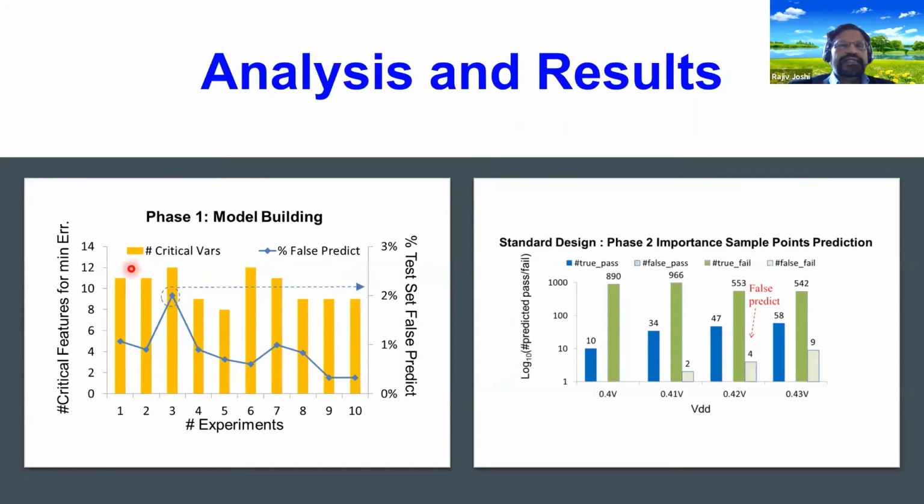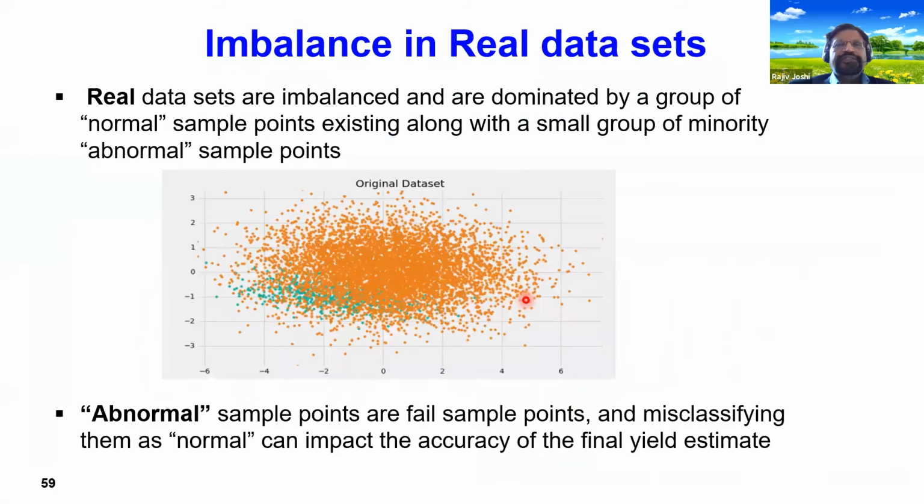And you can see here that the critical features for the minimum error, as a function of experiments, and false predictions just keep on reducing, and they are a very small number, less than, I would say, 2%. And you can see that here also on the right-hand side, the phase 2 importance sampling points prediction, and they look pretty good, as a function of voltages and extremely low voltages and things like that. So this is the kind of thing that we are talking about, of employing these machine learning techniques and getting the speedup as well as maintaining accuracy. And very interesting ideas are still being employed.